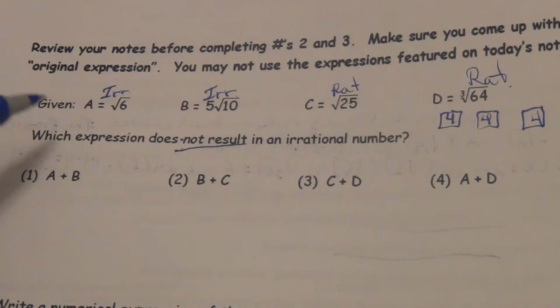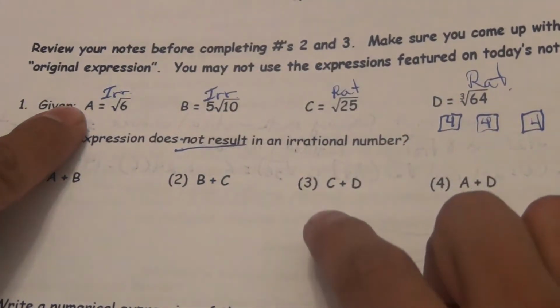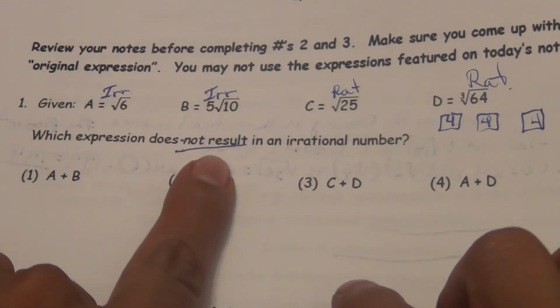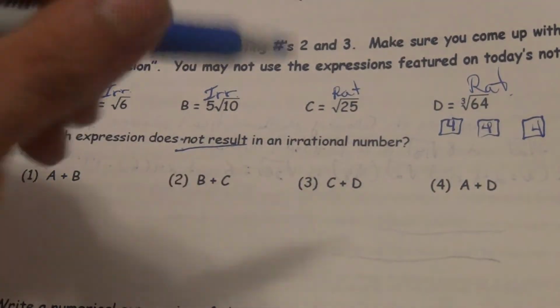Okay, so now let's see. A plus B. Irrational plus irrational will give you irrational. But we're looking for the one that is not going to give you that. So right away I could tell you that it's C plus D.